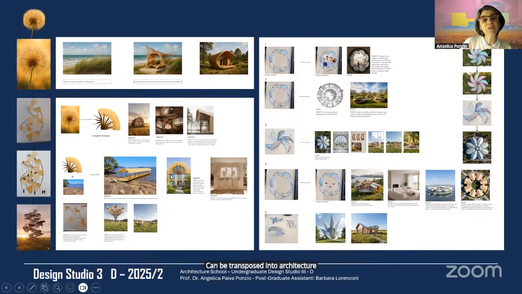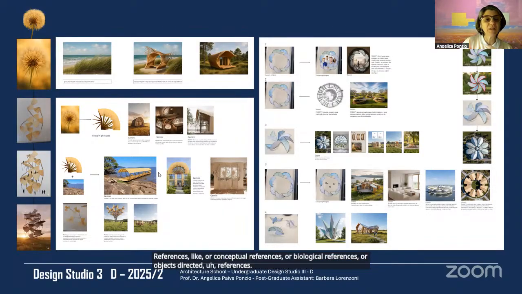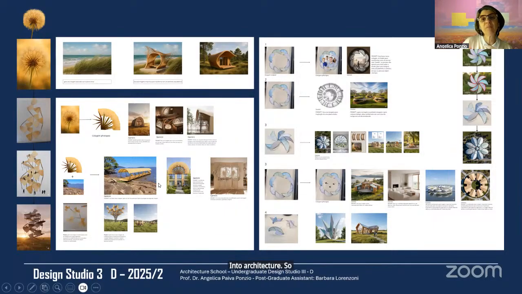So they can start learning how to transpose references, or conceptual references, or biological references, or object directed references into architecture. So these are different trials that I made, and this is from this object. So this is all the paper models, and then they took the images of the pictures, and then start taking it to Gemini, and again working with objects, site facades, and architectural buildings, and the whole pipelines.